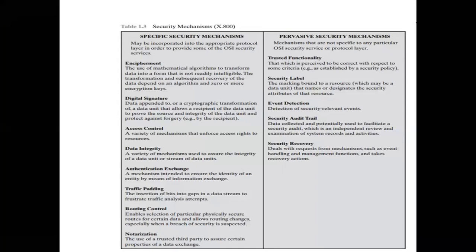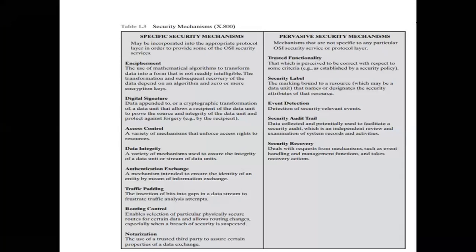The next one is data integrity. Data integrity means that only authorized people can modify the data. That type of mechanism you can provide with those layers. That is another type of specific security mechanism you have to use.